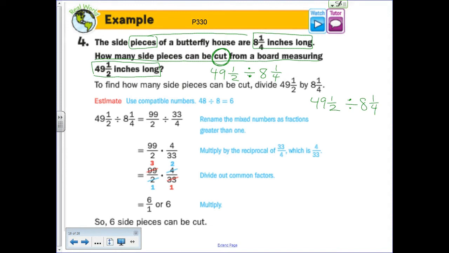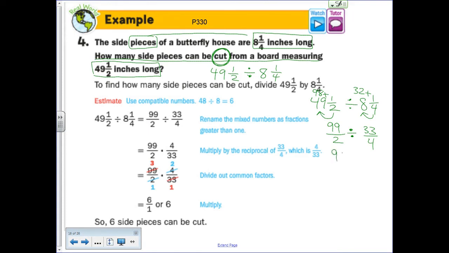Step number 1, change my mixed numbers to improper fractions. 2 times 49 is 98, plus 1 is 99. And I'm going to put that over 2. We're still doing division because we haven't done anything to change it to multiplication yet. And we're going to multiply 8 times 4 and get 32, plus 1 is 33. And we put that back over 4. Now we have changed it to improper fractions. We can go ahead and start changing it into a multiplication problem.